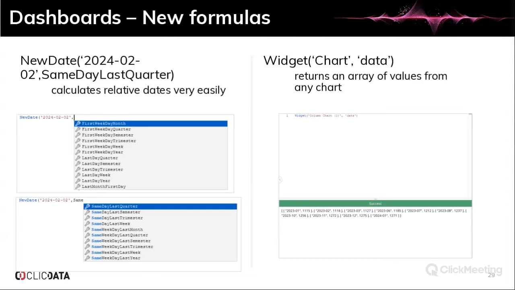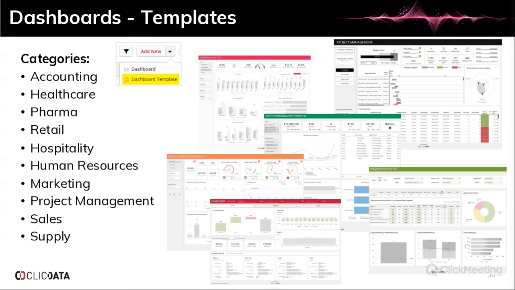We have also new formulas, a new date formula that will allow you to very easily calculate things like same day last year, same day last quarter, the first day of last year, the first day of current quarter, etc., etc. And we have also a new formula for widgets so that you can actually display the full data behind a chart, something that was missing and which can be useful in many cases.